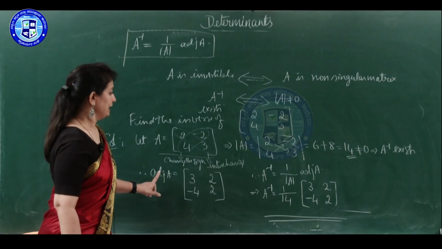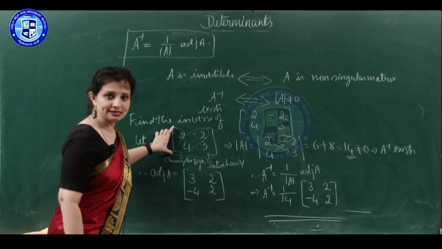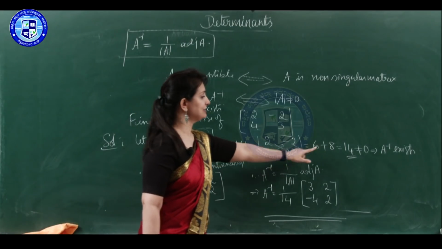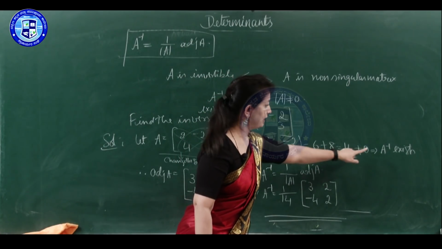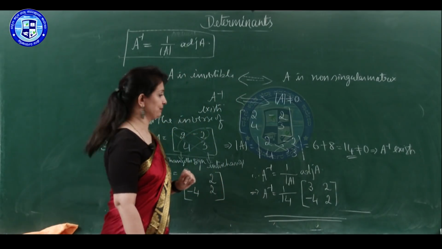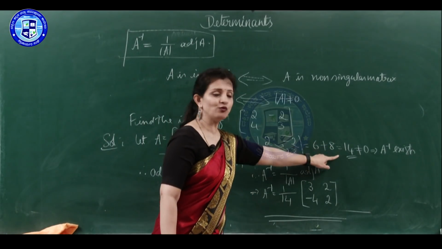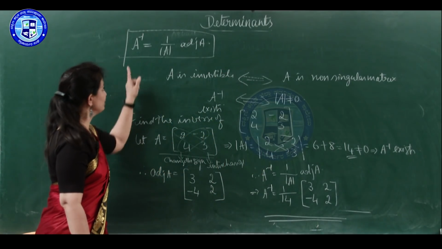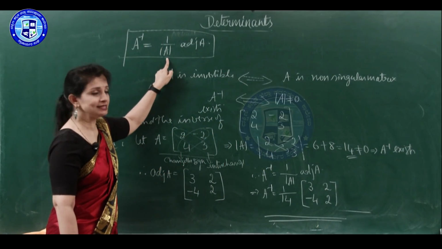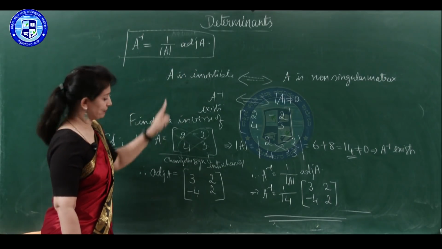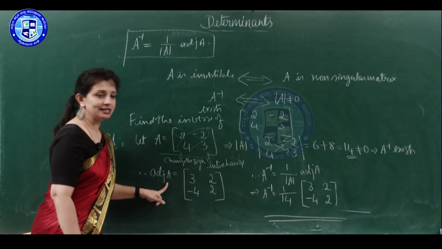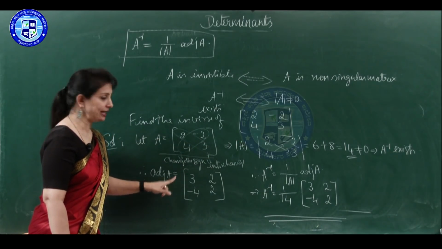So first a square matrix is given, find the determinant value. If you have the determinant value not equal to 0, then A inverse exists. Here we have determinant A as 14, which is not equal to 0. So A inverse exists. What is A inverse? A inverse is equal to 1 by determinant A into adjoint A. So adjoint A we need to find. Determinant A we know is 14.